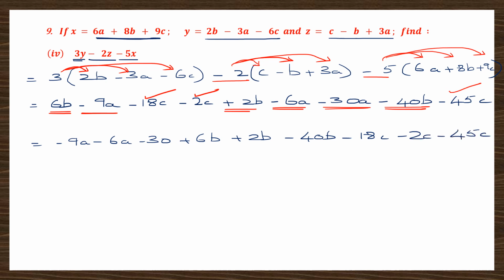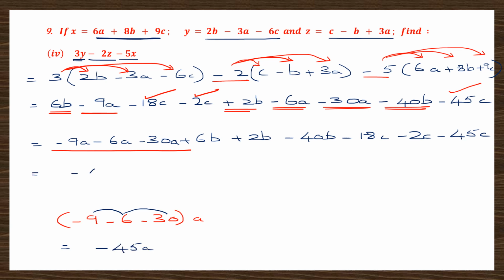Now let's work on all the like terms. So this is a here. Now let's take the numbers. Numbers are minus 9, minus 6, minus 30, and all this is a. And they're all minus signs, so the sign will be the same. We have to simply add. 9 plus 6 is 15. 15 plus 30 is 45. So we've got minus 45a.